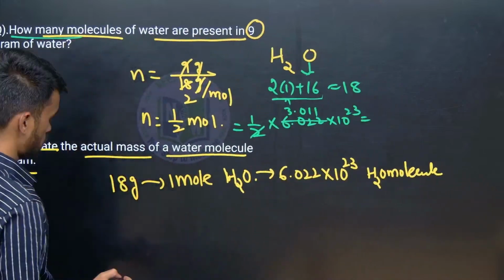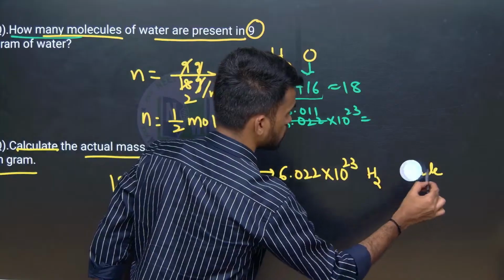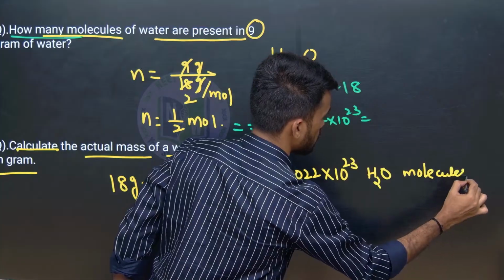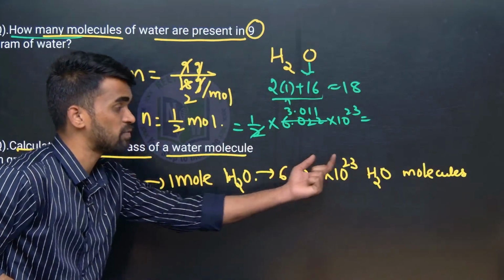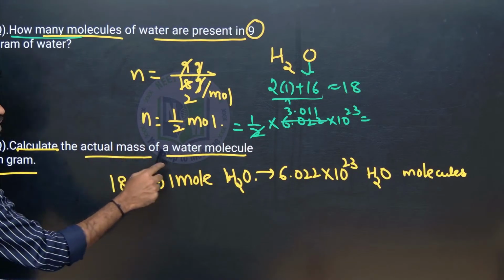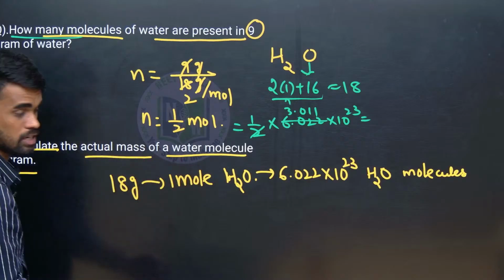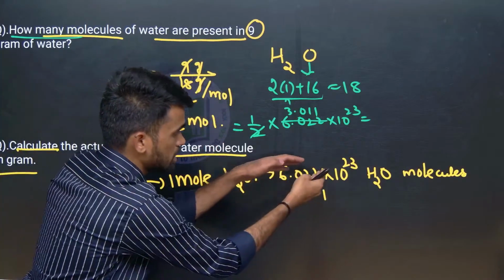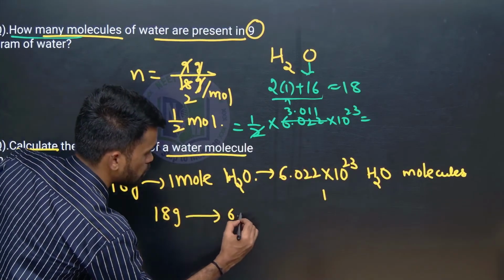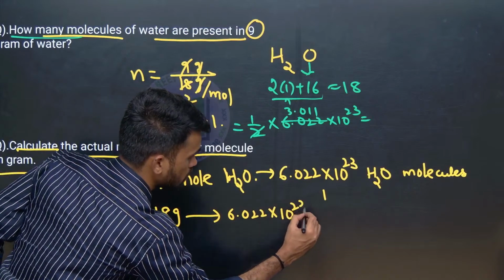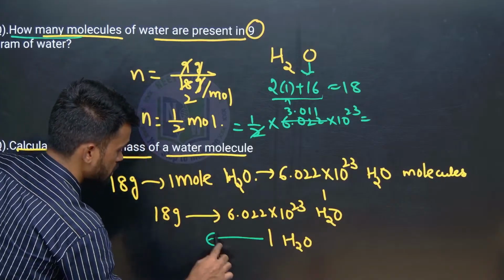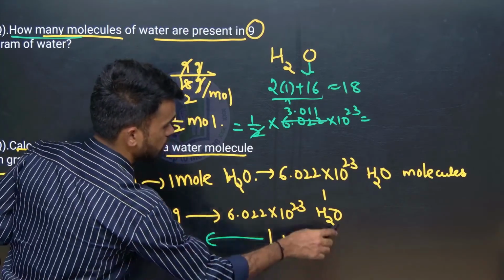Yes or no? So now, H2O molecules. This 18 grams is the weight for this many water molecules. But what they are asking is the actual mass of 1 water molecule. It means I want it for 1. So 18 grams is the weight for 6.022 into 10 power 23 H2O molecules, but I want for 1 H2O. So it is x grams. I need to find this value of x.